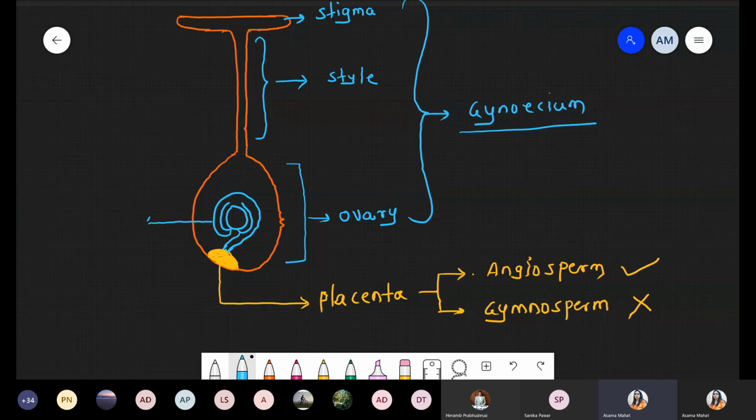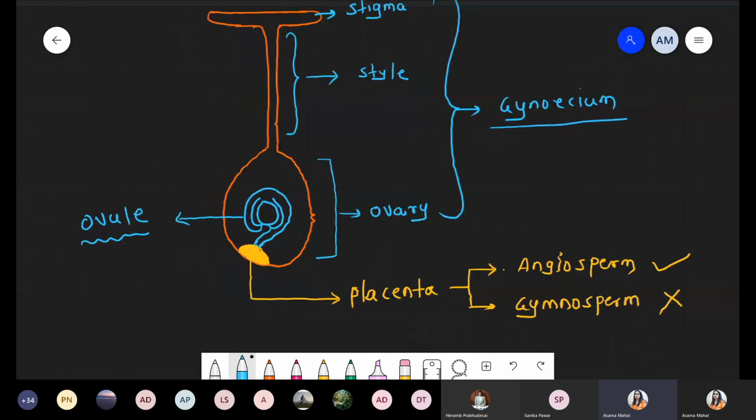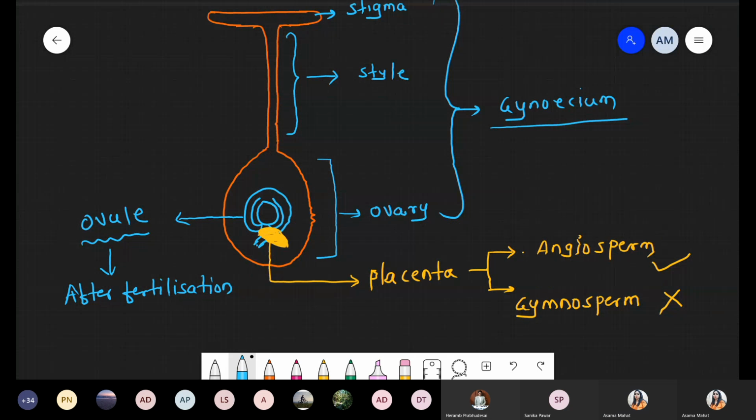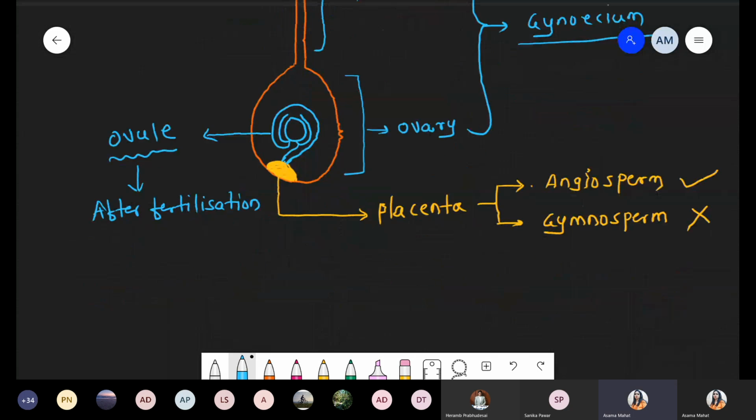So this typical structure is called the ovule. And these ovules are located on the placenta. Now what happens? This typical ovule, after fertilization, remember this, is converted into a seed.